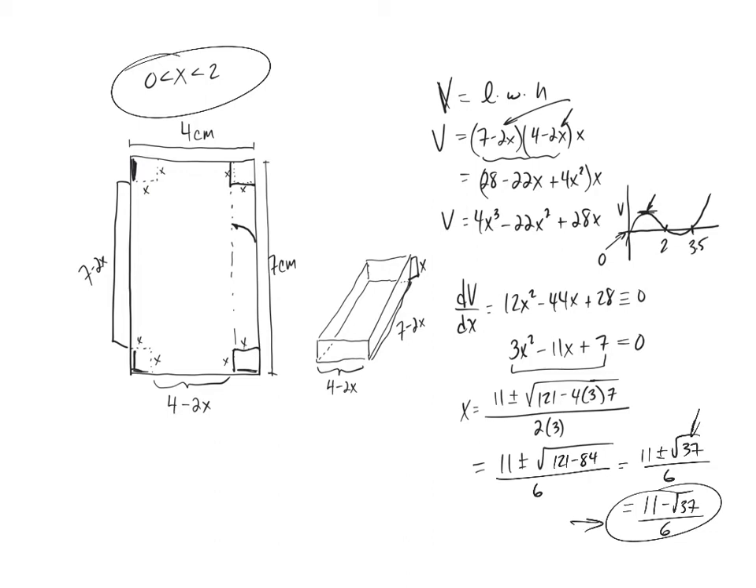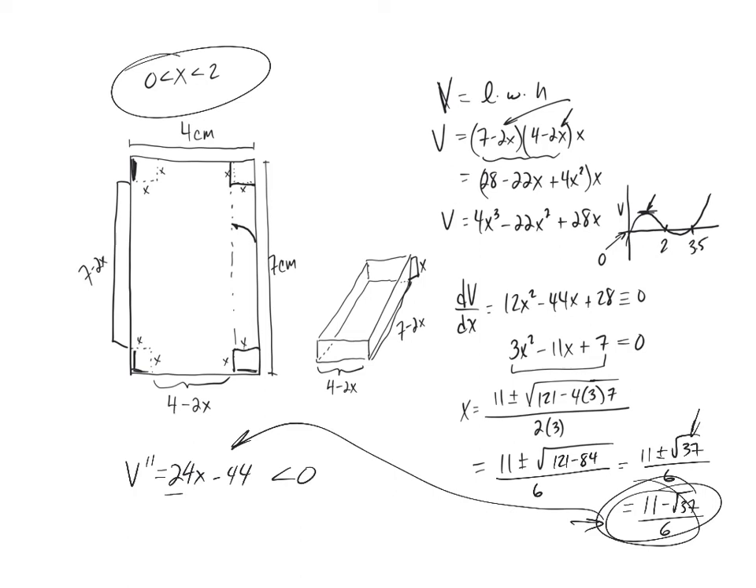Now, to show that that is actually a max or a min, you'd probably want to do the second derivative test. You could do V double prime, which is 24x minus 44. And remember, the second derivative tells you about the concavity of the curve. So if you plug this number into that, you're going to wind up getting a negative number, I believe, because that number is going to be a little less than 2. And so you're going to get something that's less than 0.